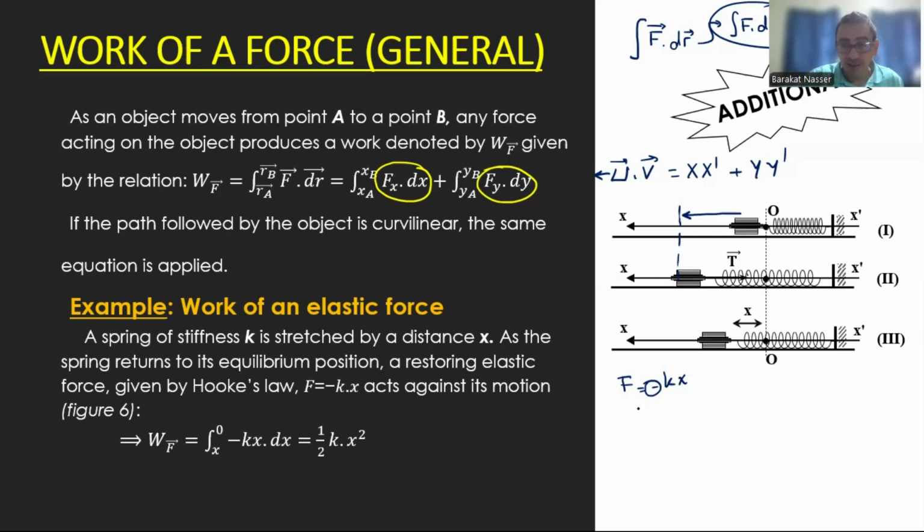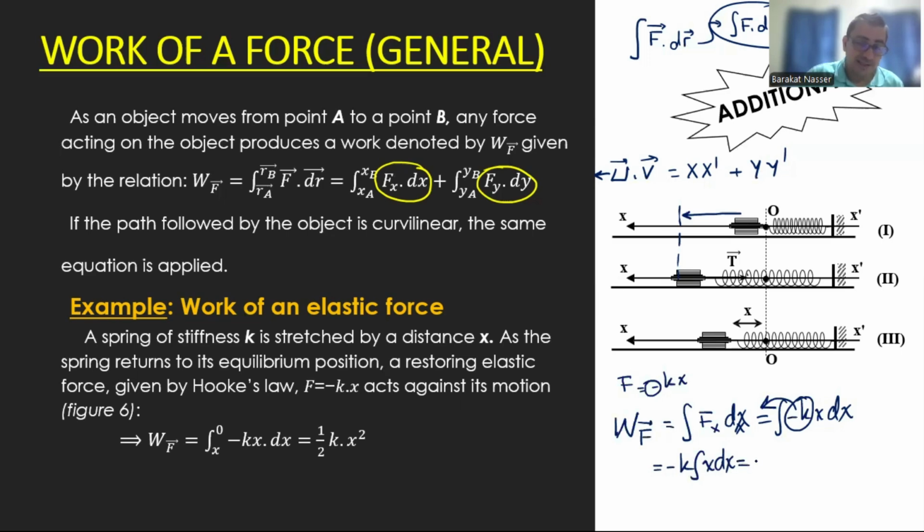Now, when we calculate that, the force is variable, so we have to use the integration. That is, work of F equals integral of Fx dx. Notice here we just use the x value because the force is only on x, which is integral of minus kx dx. Minus and k are constant, so they exit the integral, minus k integral of x dx. And we know that integral x dx is x squared over 2, from 0 to x, which is going to be minus kx squared over 2.